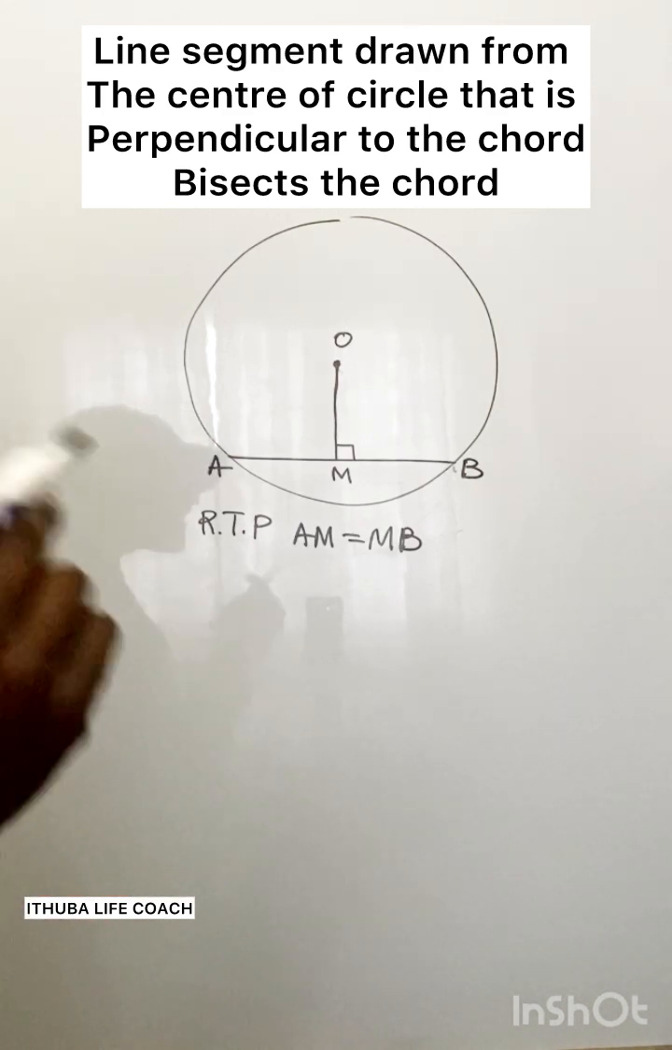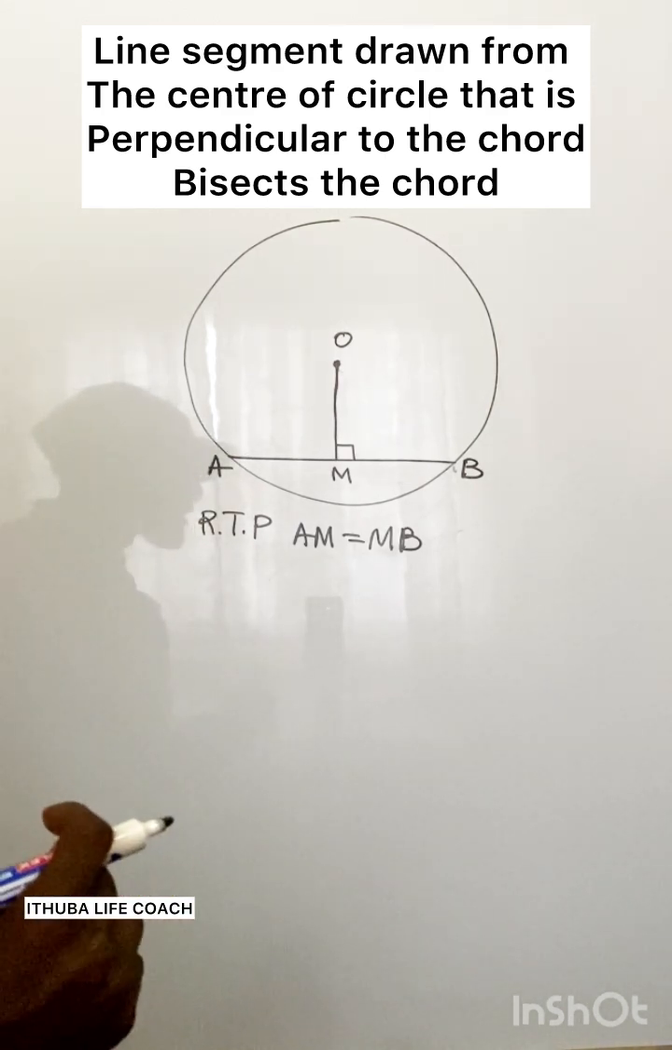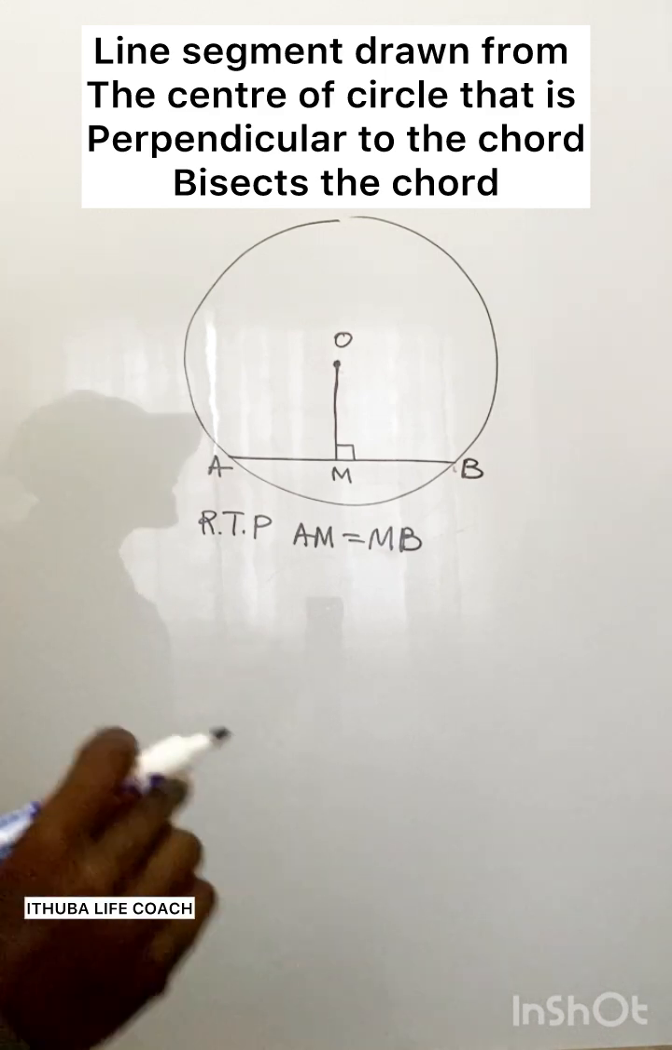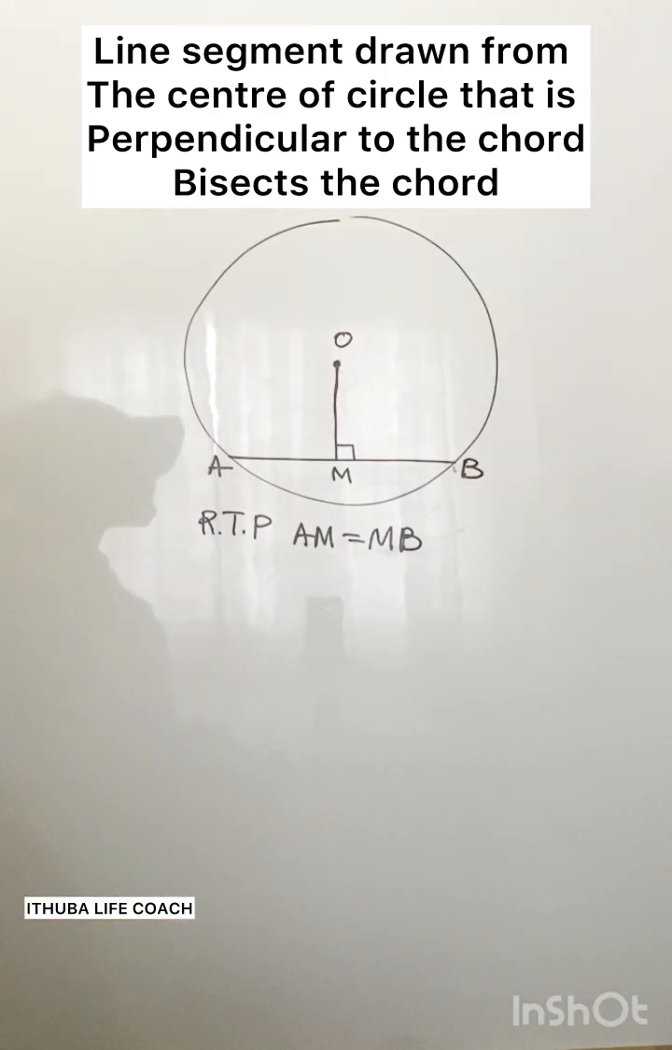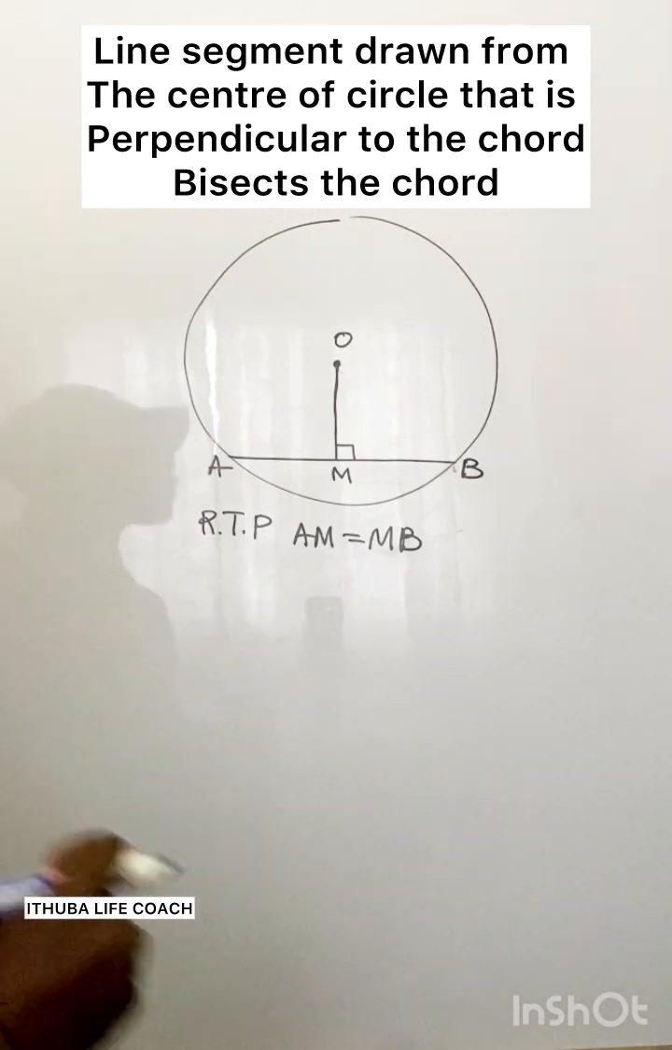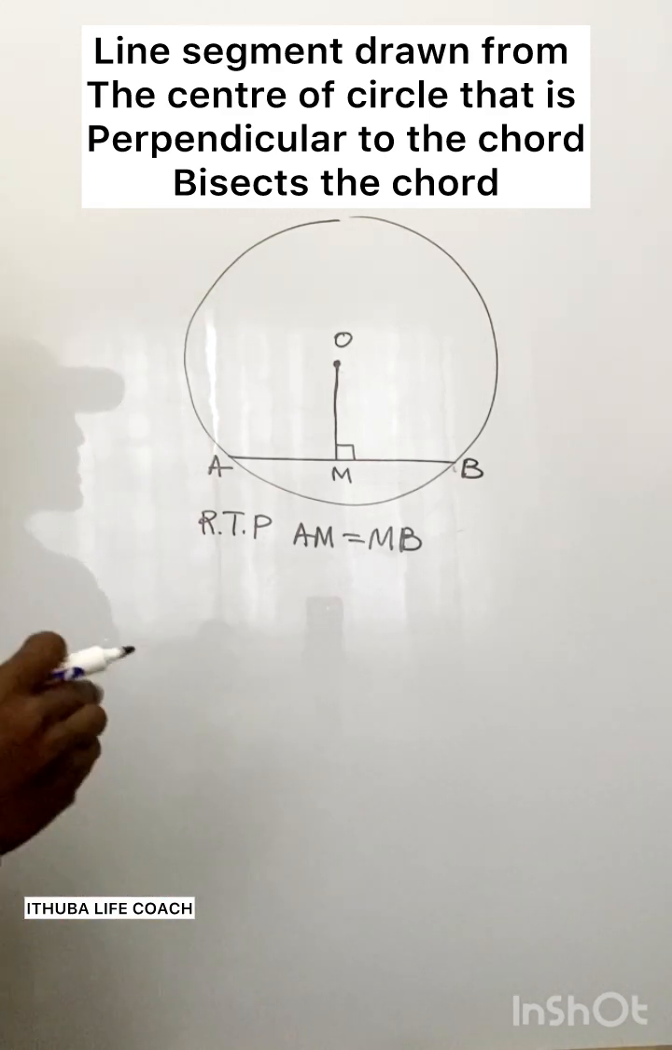If you draw any line from the center to the circumference of the circle in any direction you prefer, they are all going to be equal in length. That line is regarded as a radius. A circle has 360 radii that are equal in length.